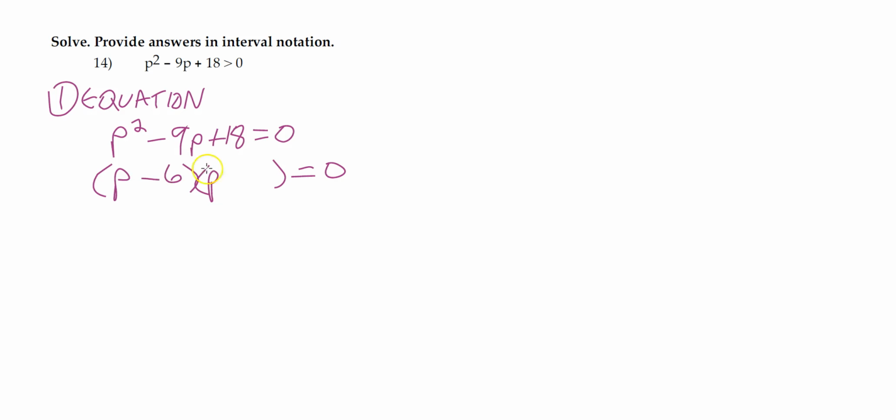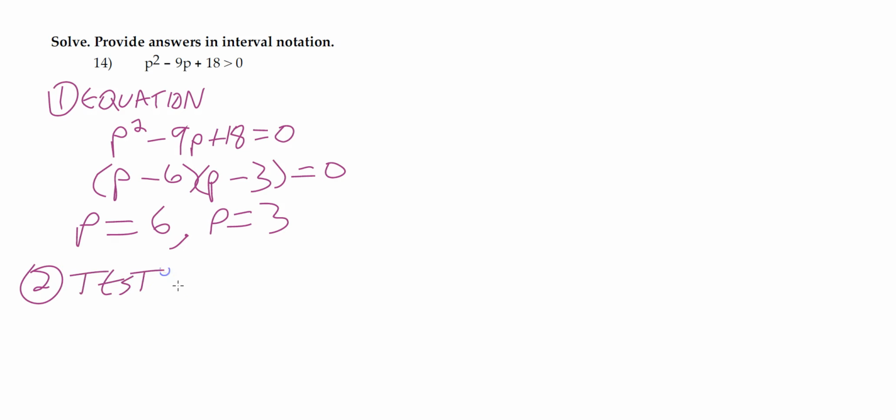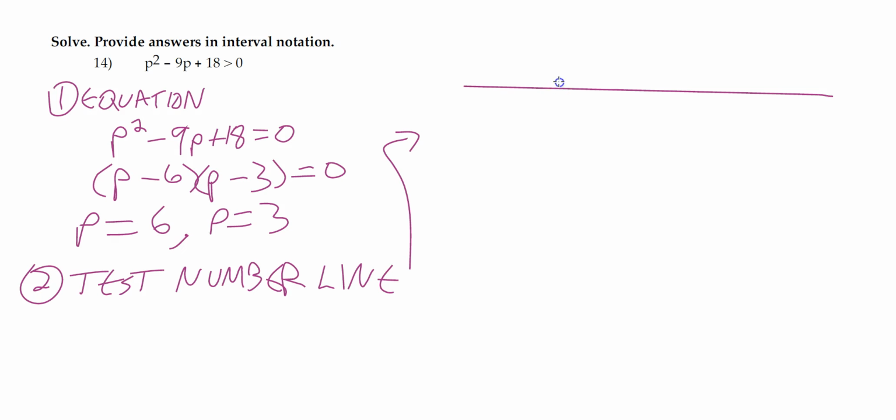Let's see, minus 6 and minus 3, minus 6p and minus 3p makes minus 9p, and minus 6 times minus 3 makes positive 18. So it is factored, and we get two values, 6 and 3. So now step 2 is test number line. So I'll do this over here. So on a number line, we put the values that we just got, 3 and 6.